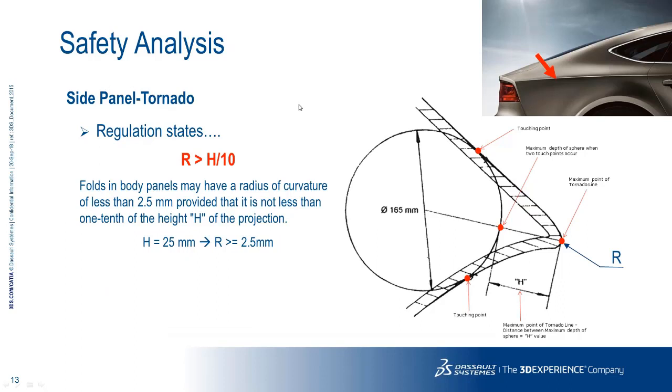It has been defined that the radius of a fillet on a tornado line must be equal to or greater than H divided by 10. So the folds in body panels may have a radius of curvature of less than 2.5 millimeters, provided that it is not less than 1/10 of the value H of the projection. To put it simply, if H is 25 millimeters, the radius must be greater than or equal to 2.5 millimeters. Again, it works better if I just show you in a live demo how it works.